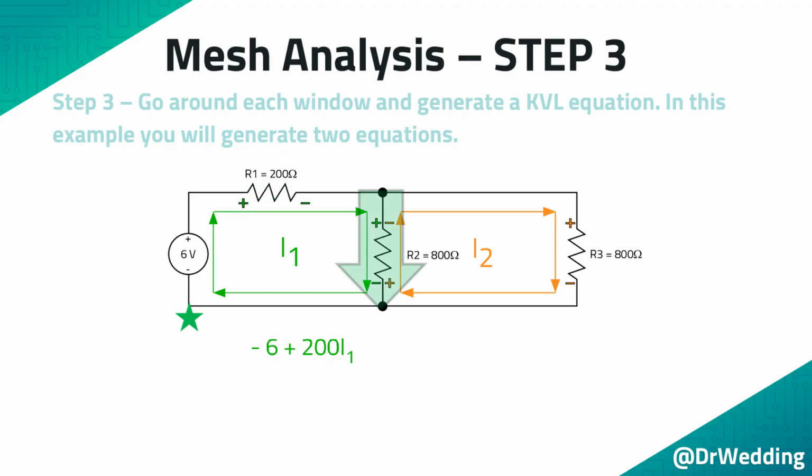When coming down the right side of the window, you will encounter a green plus and an orange minus sign. This means that there are two currents flowing through R2. Because there are two currents, there will be two voltages added to the KVL equation.